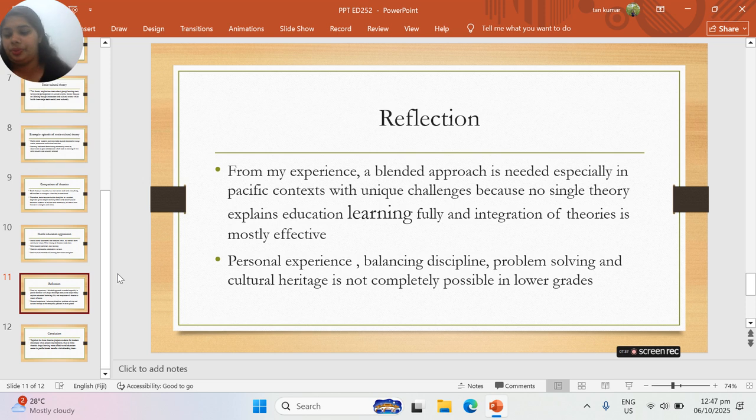A reflection. From my personal experience, a blended approach is needed, especially in specific contexts with unique challenges, because no single theory explains education and learning fully, and integration of the theories is most effective. Balancing discipline, problem solving, and cultural heritage is not completely possible in lower grades.